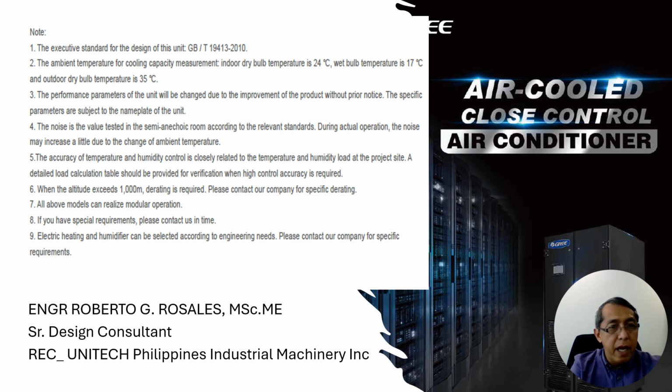Above all, models can realize modular operation. So if you have a special requirement, feel free to contact us. The electric heating and humidifier can be selected according to engineering needs. If you're looking for lower humidity, normally you cannot go below 30% RH because it will increase static within the room. So you need to be careful about that when you're selecting a precision air conditioning unit.